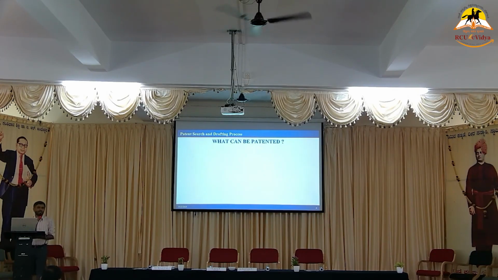So, what can be patented? And what cannot be patented? Both are there. What can be patented? I want you also to read it so that you won't forget. An invention is patentable subject matter if it meets the following criteria. What are those criteria? One, it should be novel.